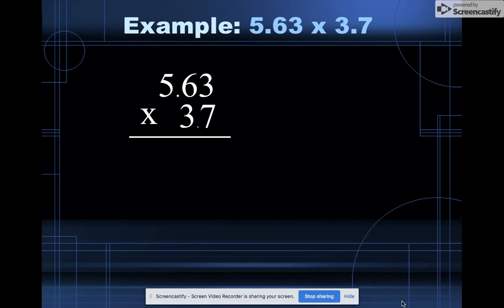So 3 times 7 is 21, carry the 2. 6 times 7 is 42, plus 2 is 44, and then we're going to carry that 4. 5 times 7 is 35, plus 4 is 39. And now we just multiply it in the ones place.